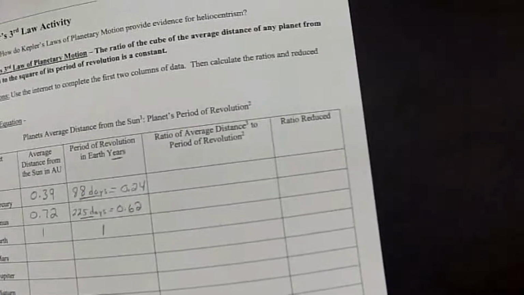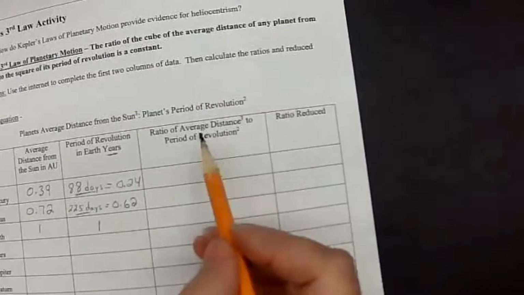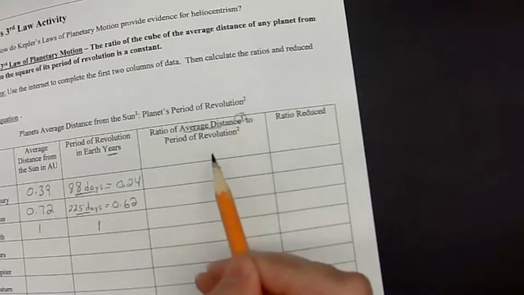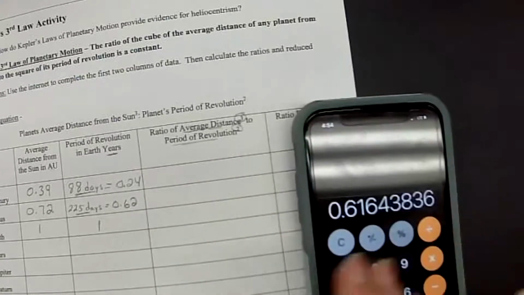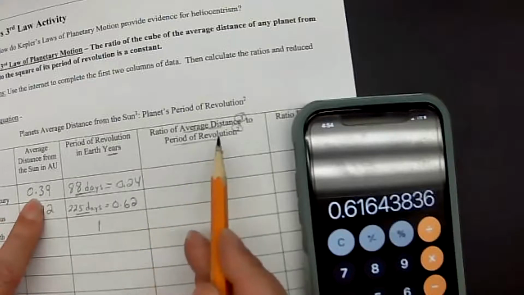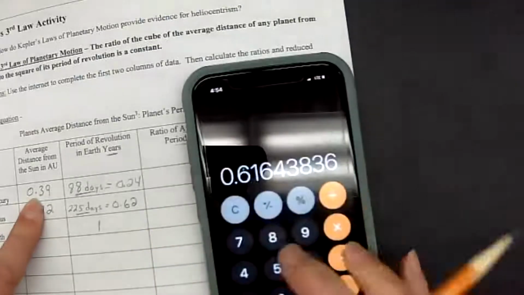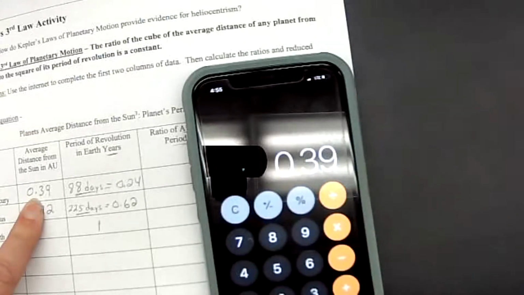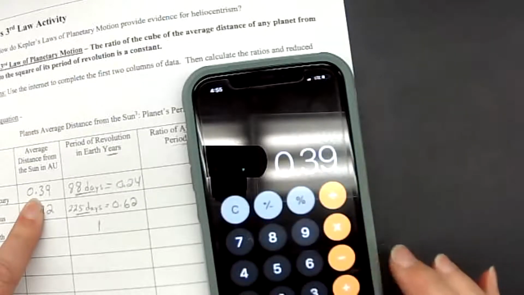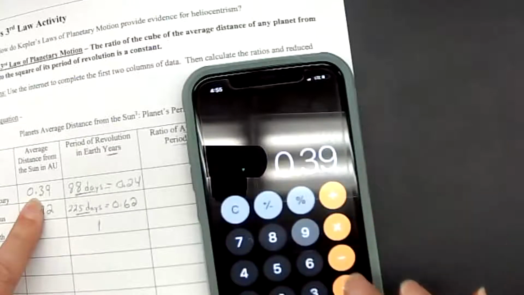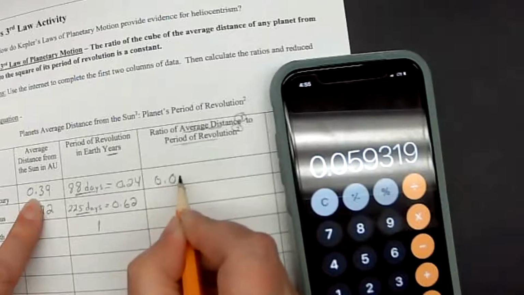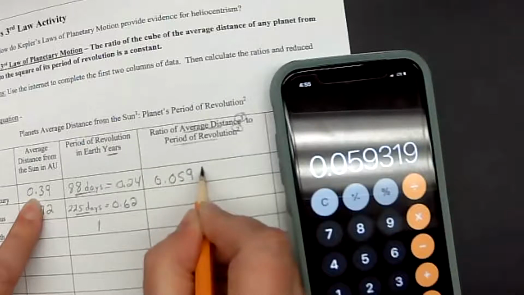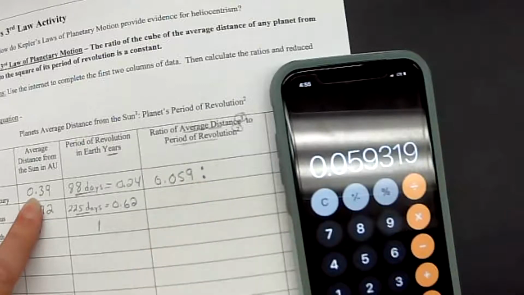and then you're going to do the rest of them and answer that question at the bottom. All right, so we're going to calculate some ratios, and our ratios are the average distance cubed and the period of revolution squared. So I'm going to start with the distance, and it's cubed. So I'm going to take 0.39 times 0.39 times 0.39 equals, and I get 0.059.